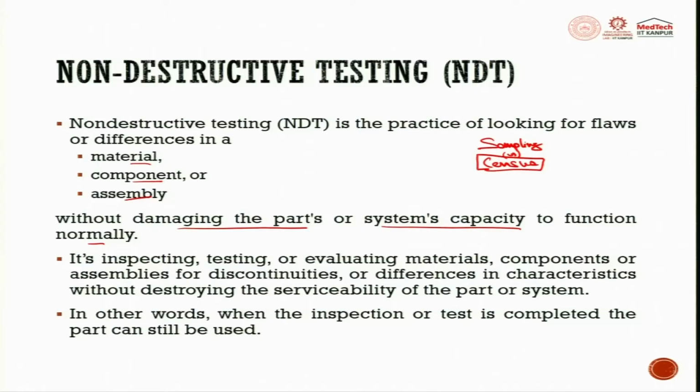So, how are these useful? What kind of technologies are there? How are the technologies used in different fields in contact and non-contact areas? This we will see. It is inspecting, testing or evaluating the materials, components or assemblies for discontinuities or differences in characteristics without destroying the serviceability of the part or system. In other words, when the inspection or test is completed, the part can still be used. This is what is NDT.